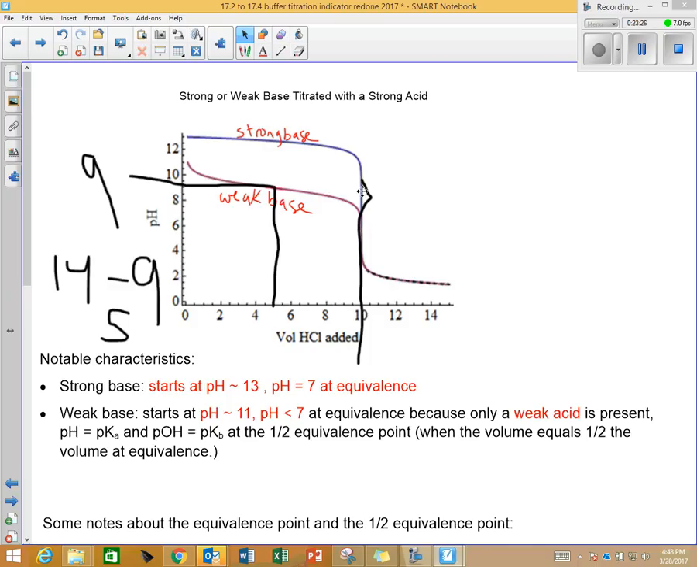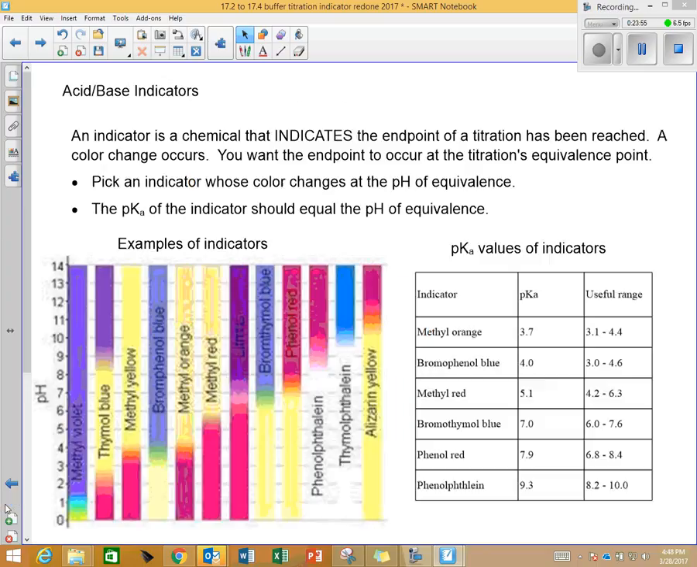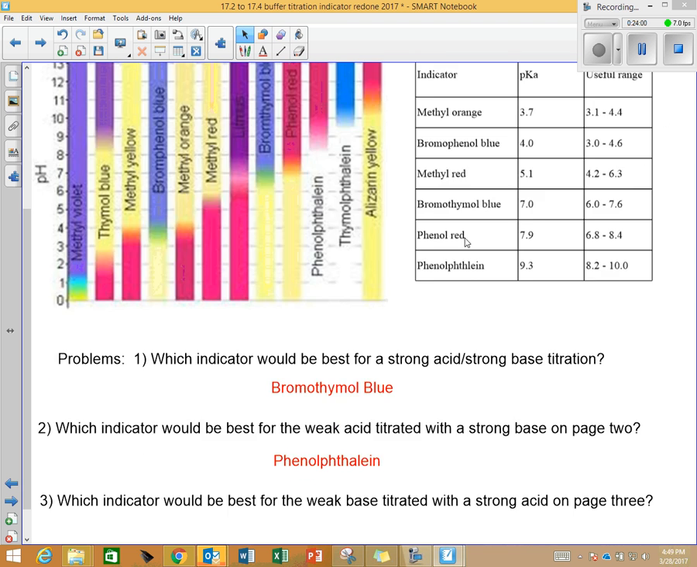So you look at the pH of equivalence for the strong base. Well, with the strong acid, the equivalence point is right here. For the weak base, the equivalence point is about right here. You go halfway between where you start to suddenly shift and where you stop shifting. So halfway between these two is right here, and halfway between here and here is about there. All right. So you pick an indicator whose pKa is close to the pH of equivalence.